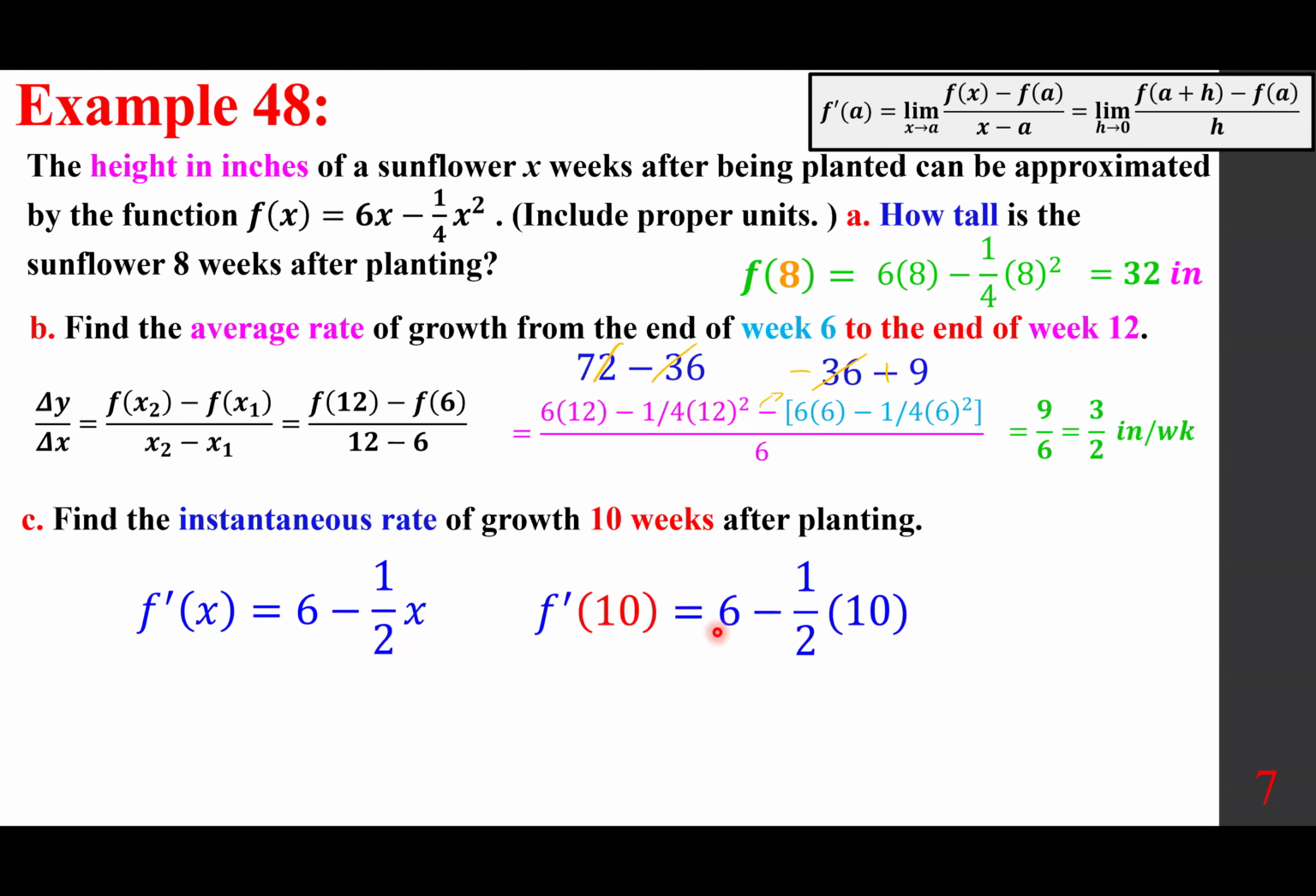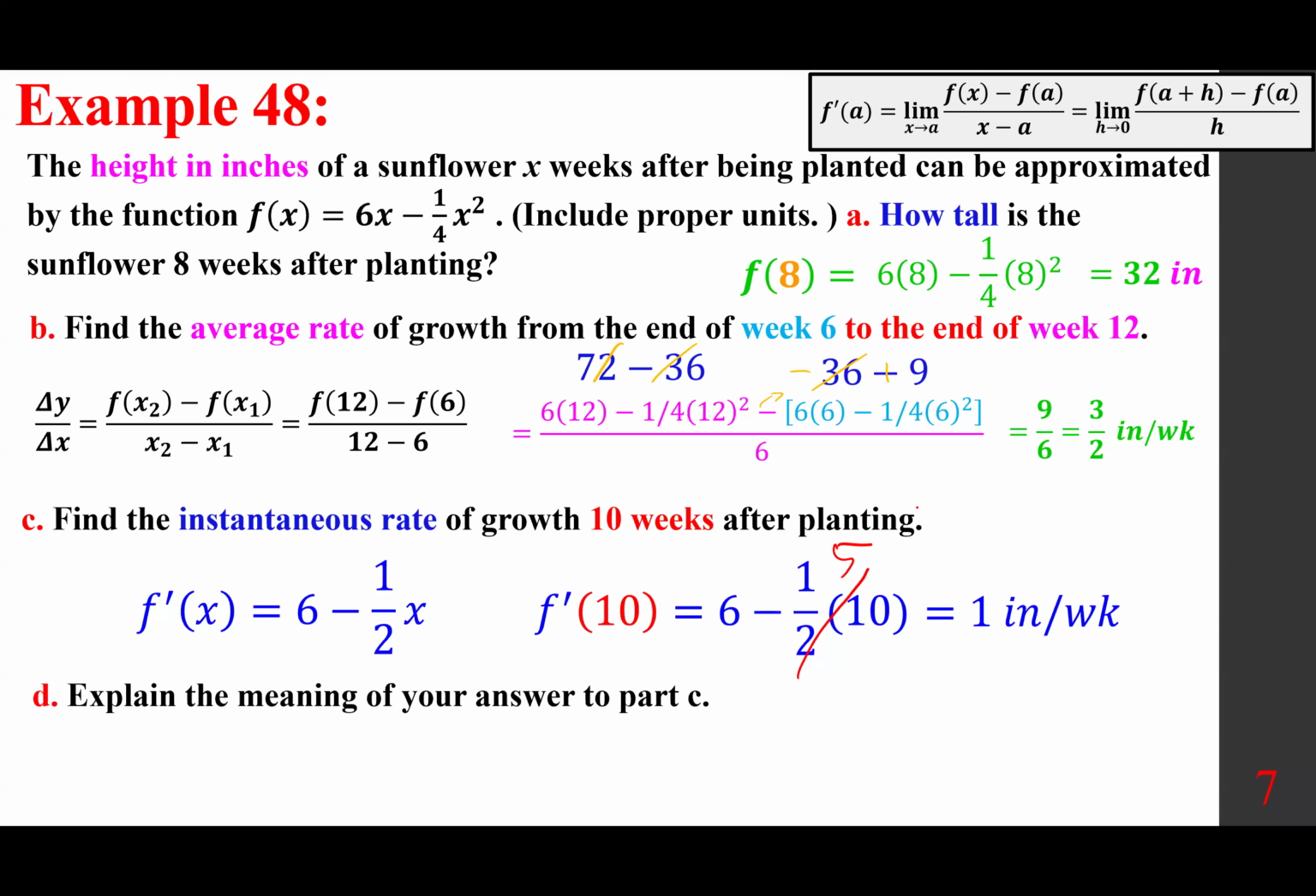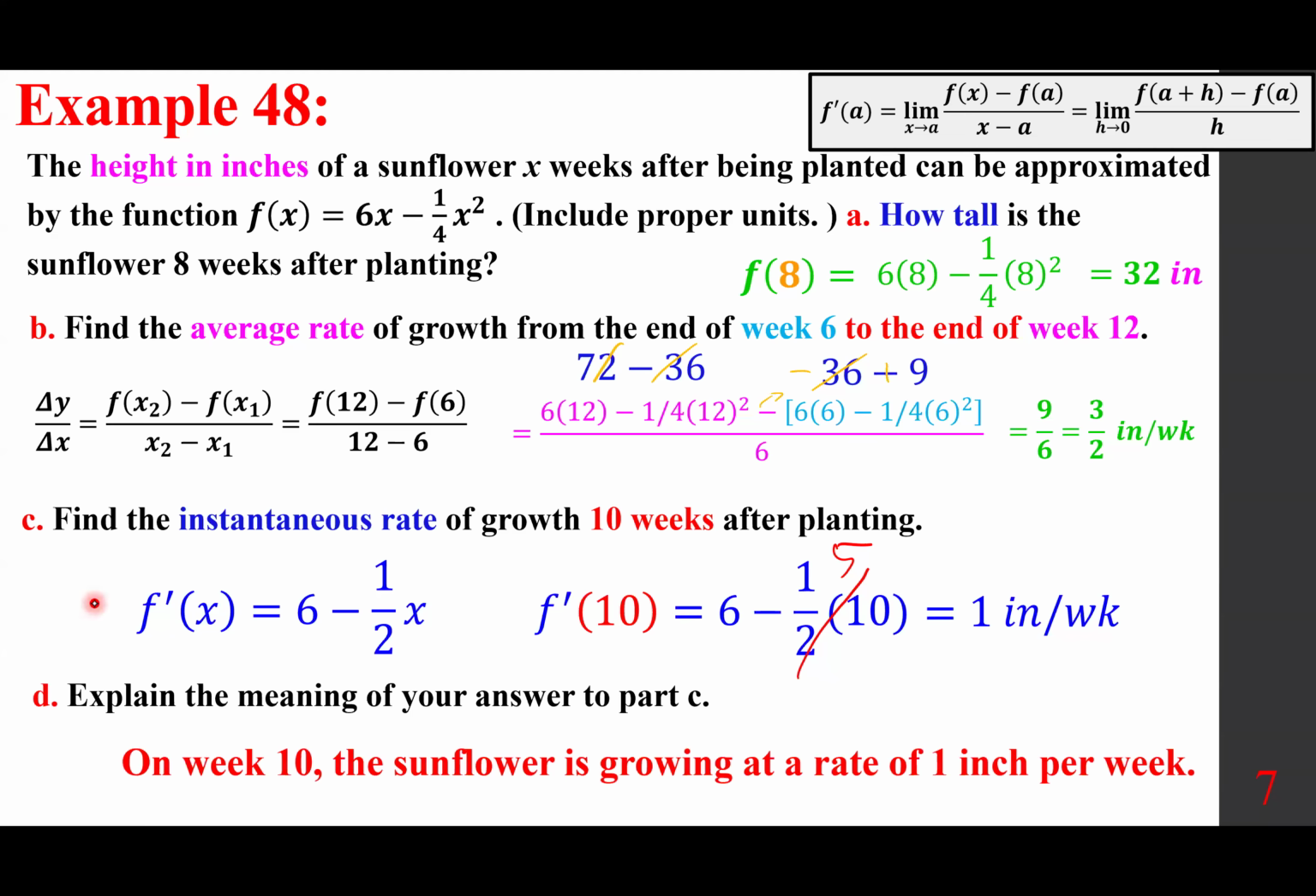So f prime of 10 is 6 minus 1/2 times 10. This is 5. So this means 5. And that's 1. And the units, 1 inch per week, everybody. And what does it mean? On week 10, the sunflower is growing at a rate of 1 inch per week. That's the meaning of it.